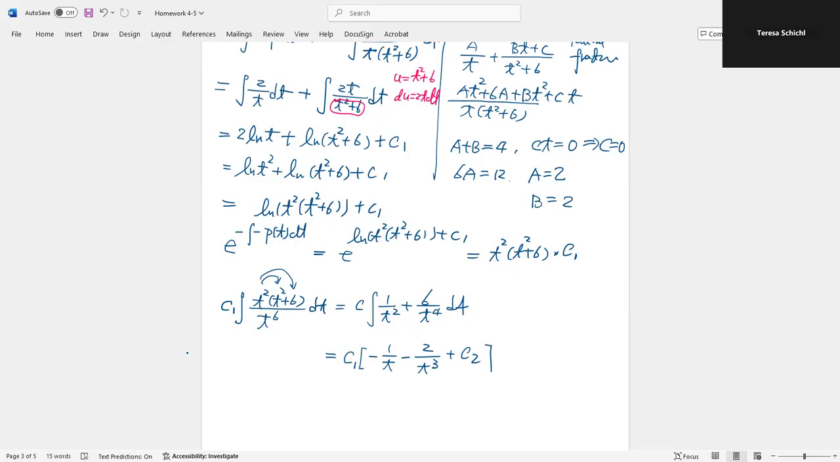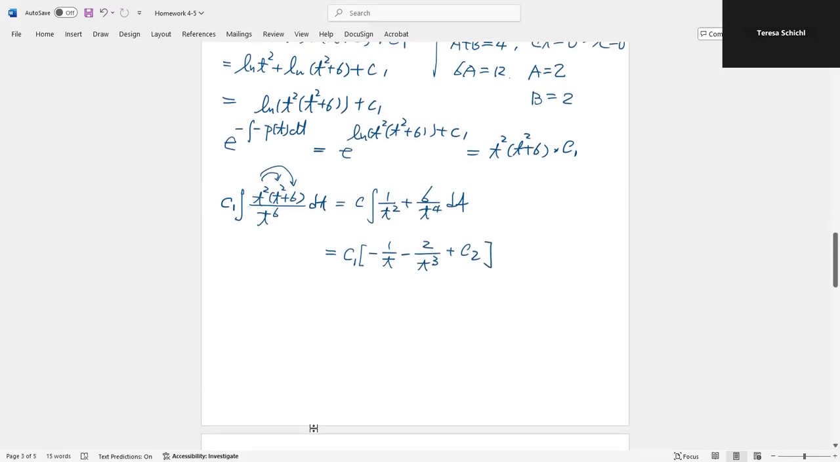Now in here you can break it. This will be c1 times negative 1 over t minus 2 over t cubed. Then c1 times c2, you can give another constant, called c2. Finally, my y2 will be equal to y1, which is t cubed, times what we just found.